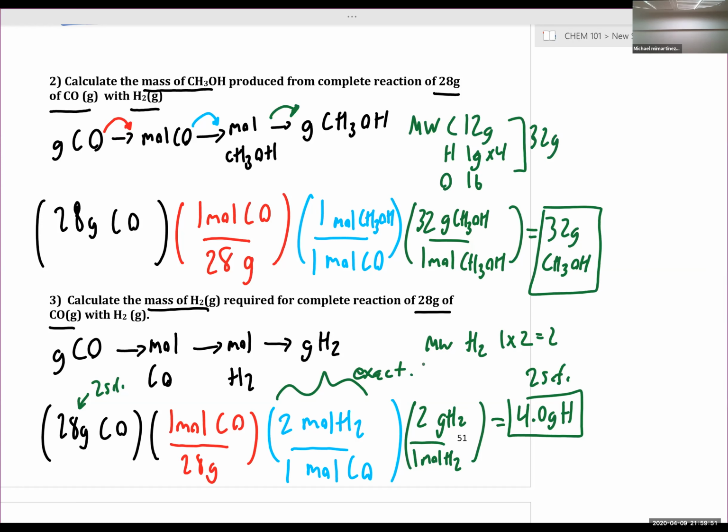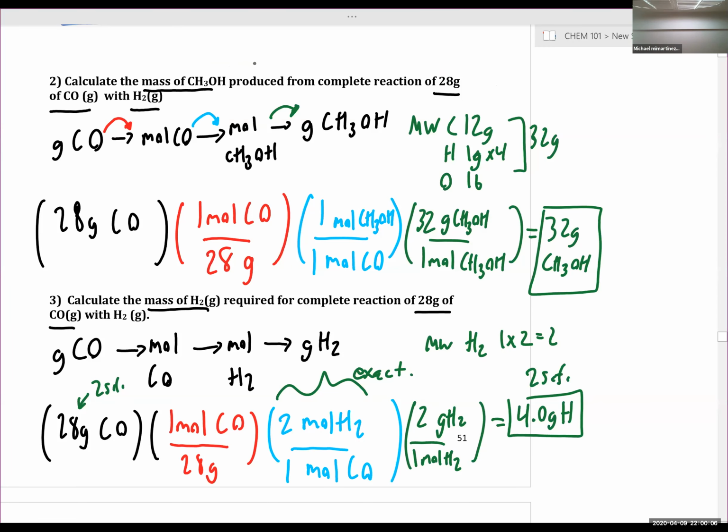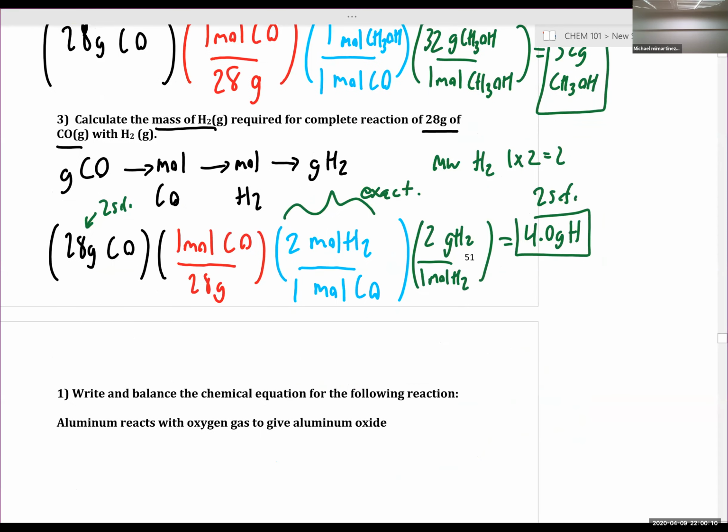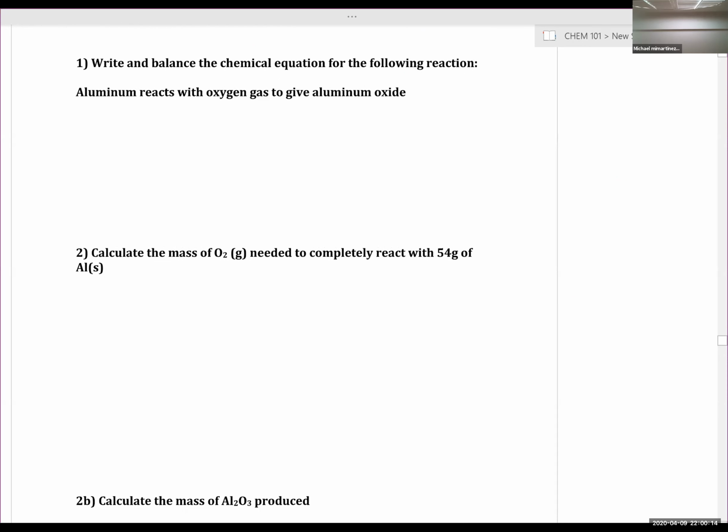Does that make sense so far? Everyone comfortable with these examples? Can I get some feedback in the chat just to make sure everyone's comfortable with this and I'm not going too fast? Okay, perfect.